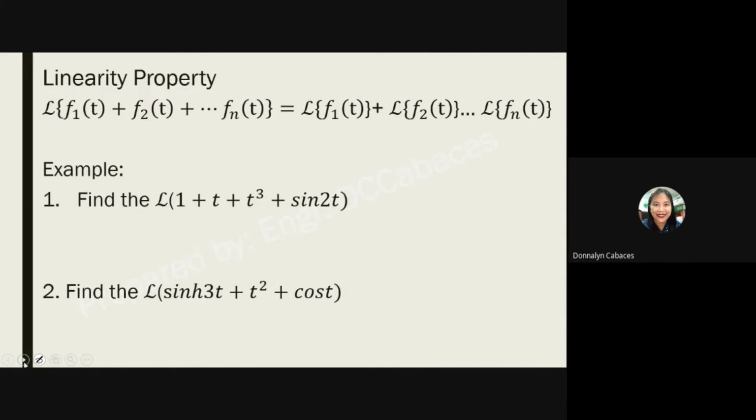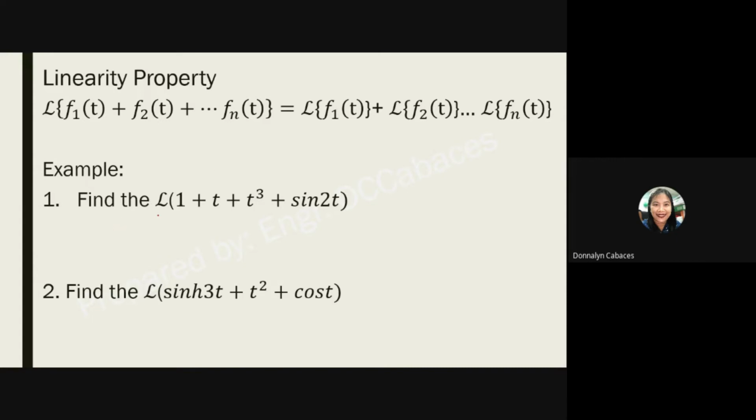Linearity property. When we say linearity property, the Laplace of f1 of t plus f2 of t plus up to the nth term, or fn of t, we can take the sum of the Laplace transforms of the individual functions. That is the linearity property. The Laplace of f1 of t plus the Laplace of f2 of t plus up to the Laplace of fn of t. Okay?